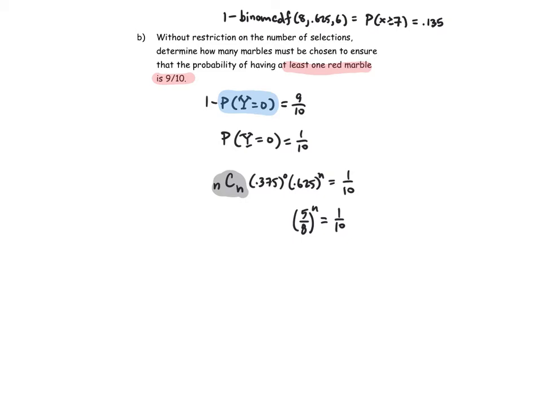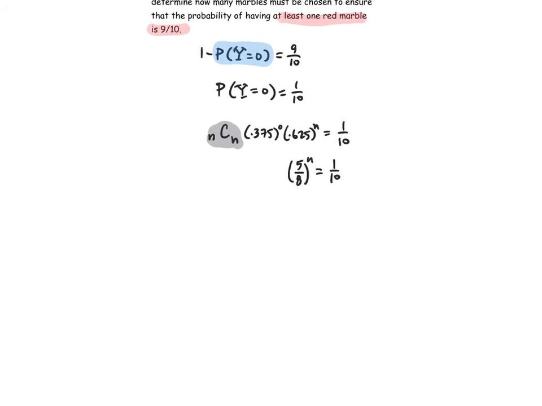Using the natural log, I can quickly calculate that. So I take the natural log of both sides. That leaves me with n times the natural log of 5/8, right? Because when I take the natural log of the left side, I can bring that exponent down in front, which will equal the natural log of 1/10. So I'm going to take the natural log of 1/10 and divide it by the natural log of 5/8.